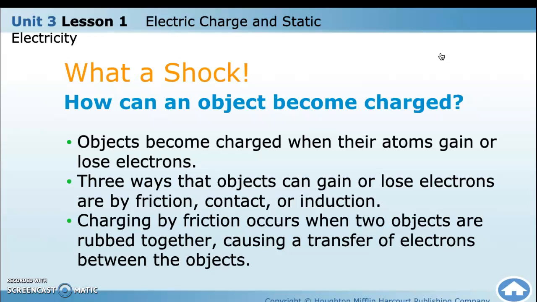So charging by friction occurs when you rub two objects together, and that causes a transfer in electrons between the objects, and then they're either attracted or repelled from each other in some way. A good example of this is if you were to take a balloon and rub it on your head, and suddenly the hair starts being attracted towards the balloon and your hair starts sticking up. That is charging by friction, and obviously those are opposing charges because of the attraction between them.